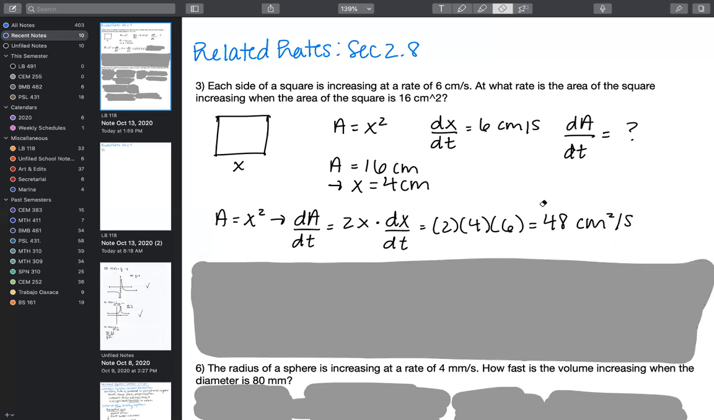So one thing that I will say is that I wouldn't necessarily expect you to put the units next to every single one of these values when you plug in. That's not something I would take away credit for if you did not do, but you will be expected to give the proper final unit.